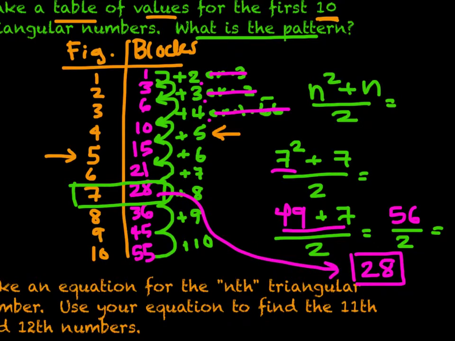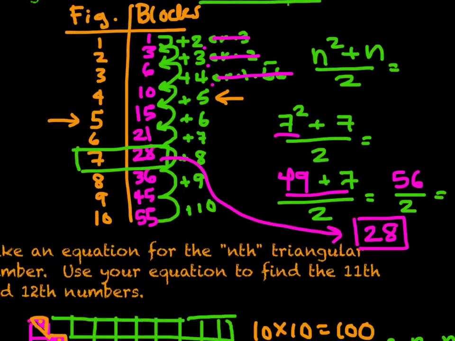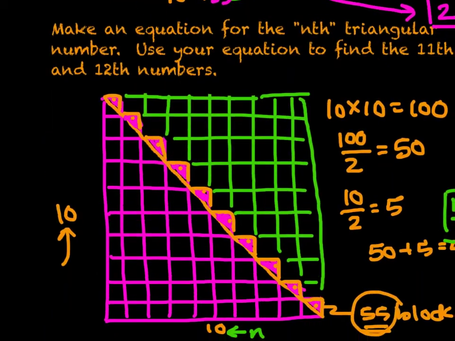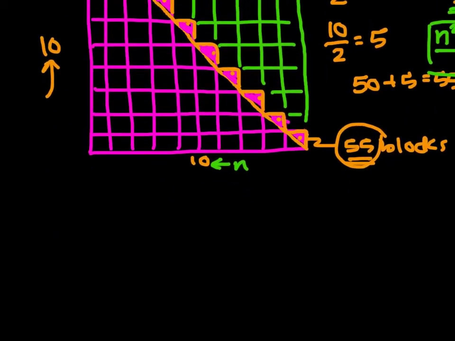So we need to now use this equation. Now that we know that it works for 10, it works for 7, I bet you it's going to work for 1. 1 squared equals 1 plus 1 would get me 2. 2 divided by 2 equals 1. It gets me the right number for even our first step. So this is our equation. We now need to predict what our 11th and 12th numbers would be for this triangular number sequence.